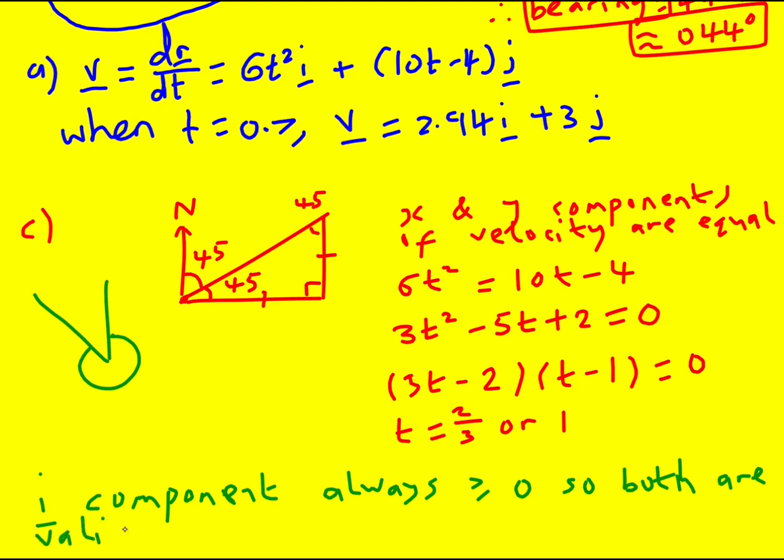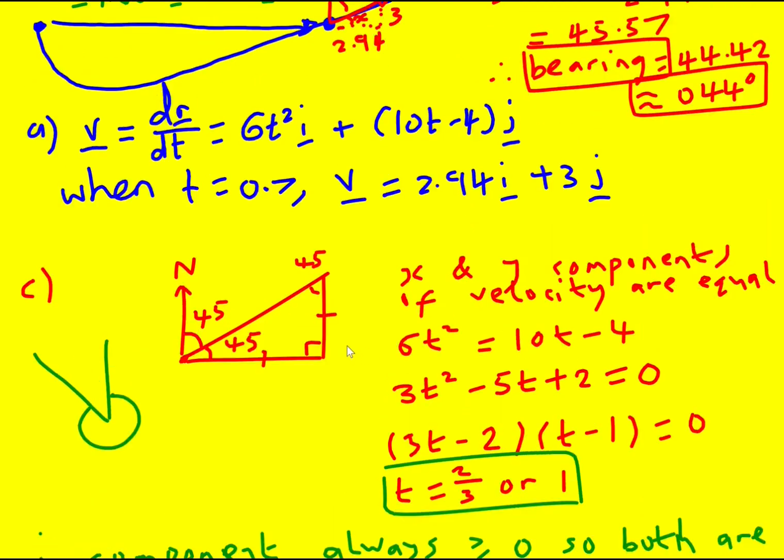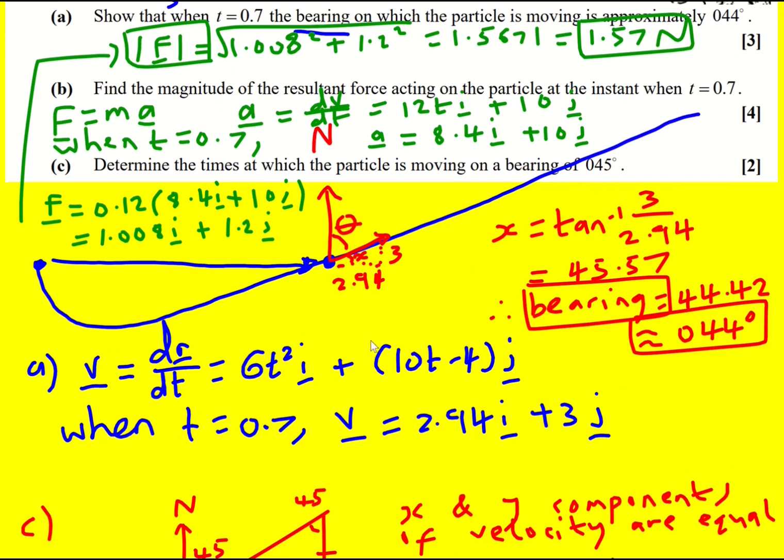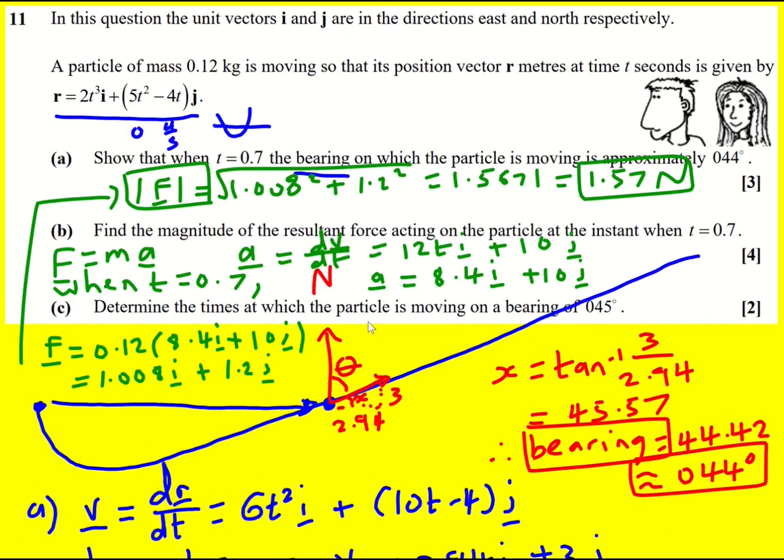Right. Now this is a little bit harsh because it doesn't say justify your answer. I suppose you could argue we should always justify our answers. So there we have it. There were actually 2 times when it's going 45 degrees. My sketch is not quite showing it, but one at 2/3 and then one slightly after would give us this bearing of 45 degrees.